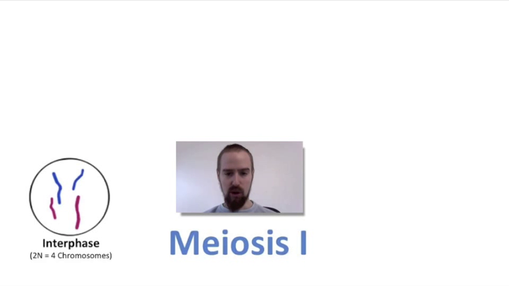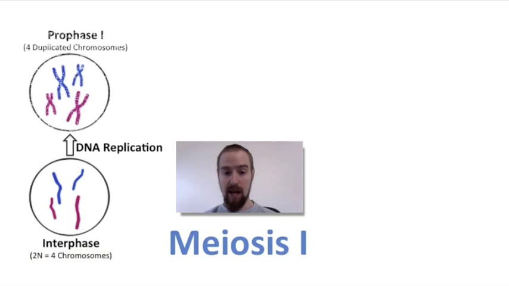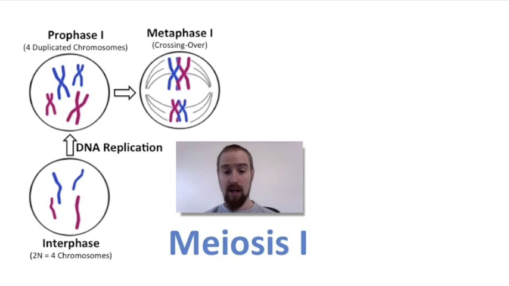Our example is going to use a very simple cell, one with only 4 total chromosomes, or 2 homologous pairs of chromosomes. Here, in interphase, we see that our cell has 4 unduplicated chromosomes, 2 long and 2 short. After DNA replication, at the start of prophase 1, our cell has 4 duplicated chromosomes, each with 2 identical sister chromatids. During metaphase 1, homologous chromosomes line up along the center of the cell.